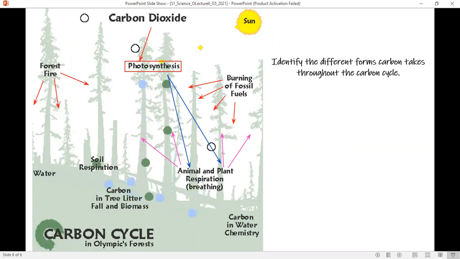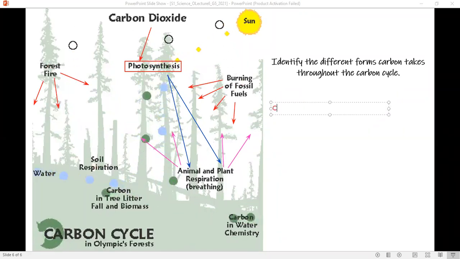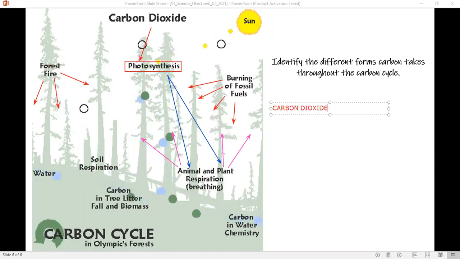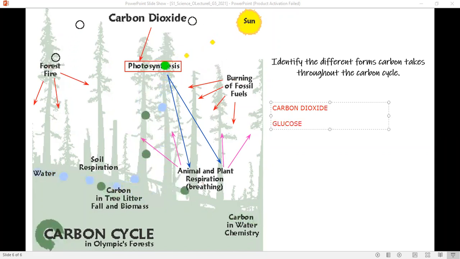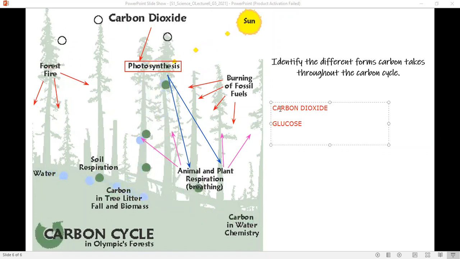So what are the forms that carbon takes throughout the carbon cycle? The carbon can be carbon dioxide in the air. It can be glucose. We saw in the glucose C6H12O6, so there is carbon in glucose. Also, the carbon can be released when decomposers decompose dead bodies in the soil.